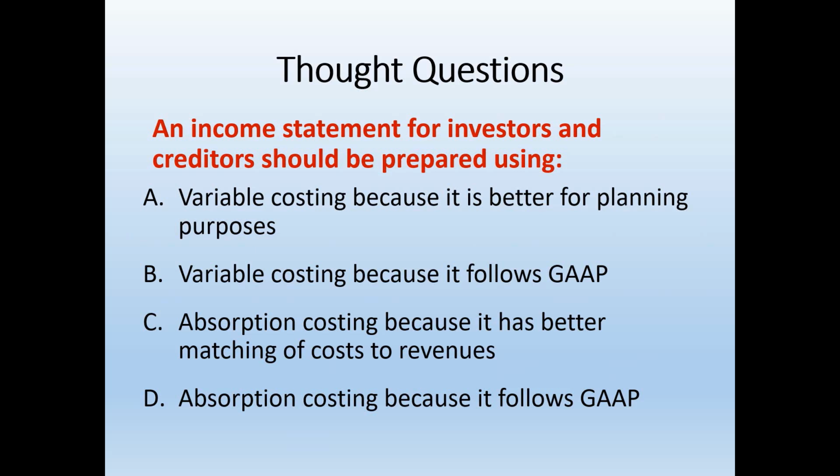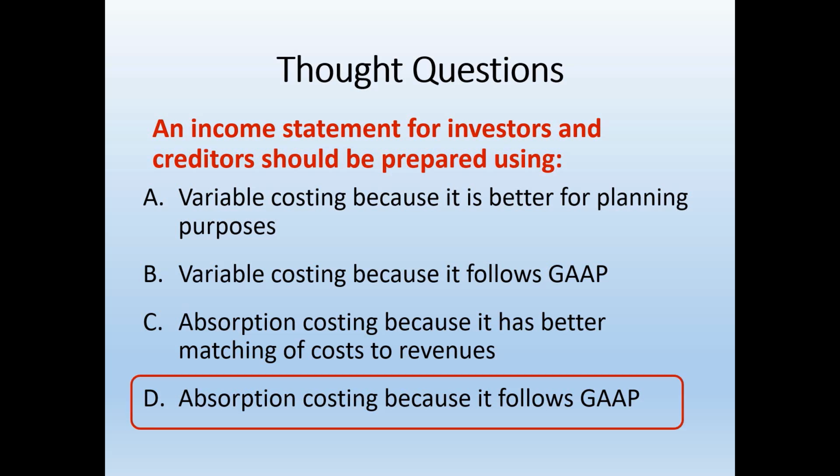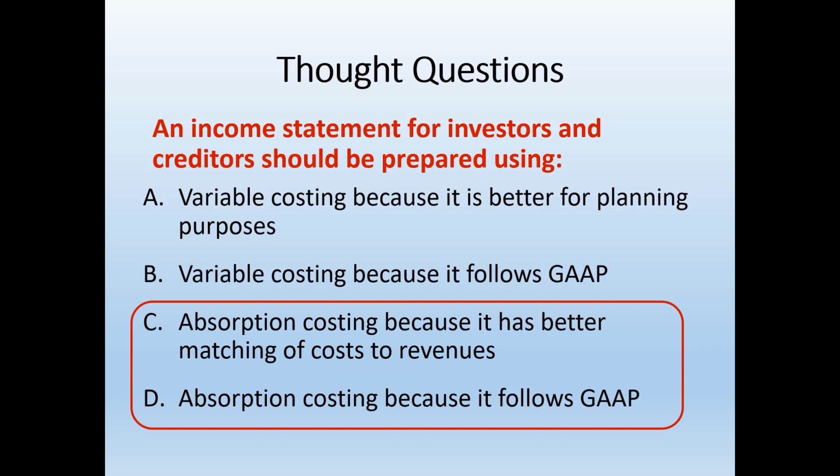What method should be used for external reporting to investors and creditors? GAAP requires absorption costing for external financial reporting. But the reason GAAP has this requirement is that it believes that there's better matching between the costs and revenues. So both of these answers are correct.